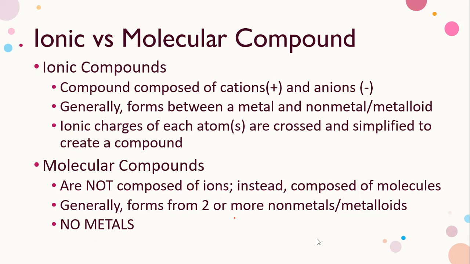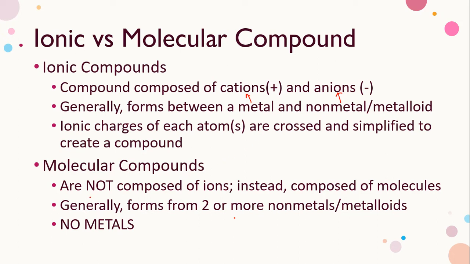And first we have to understand the difference between ionic and molecular compounds. Ionic compounds are composed of cations and anions. So this means generally it's going to form between a metal, which is our cation, and some kind of nonmetal or metalloid, which is our anion. And what happens is the charges from these ions cross each other and simplify in order to create a compound. And we're going to do this on another slide.